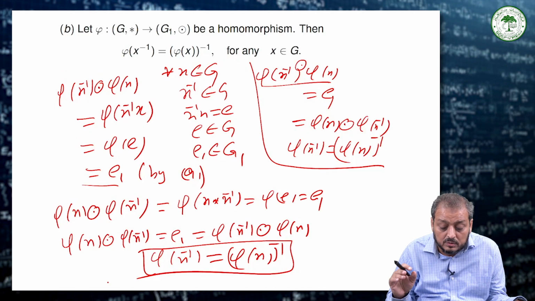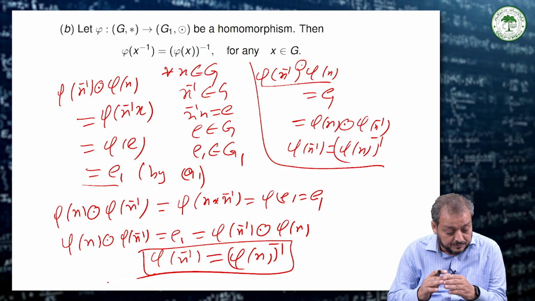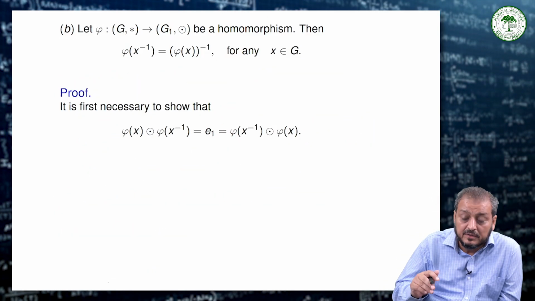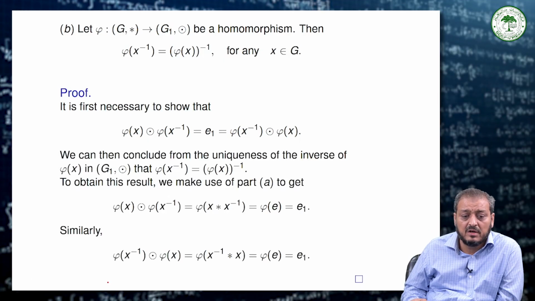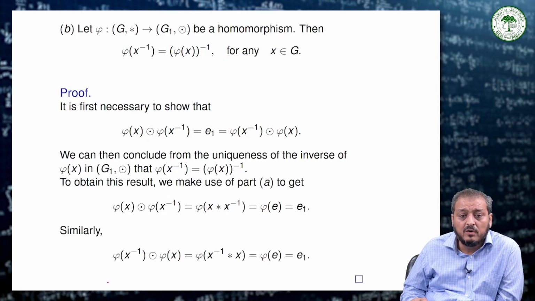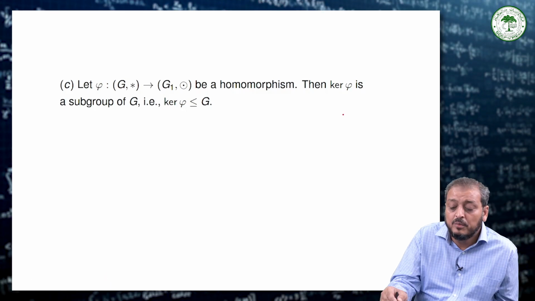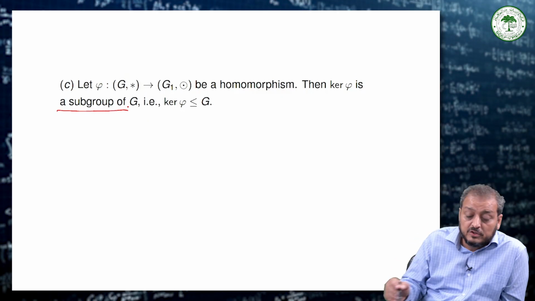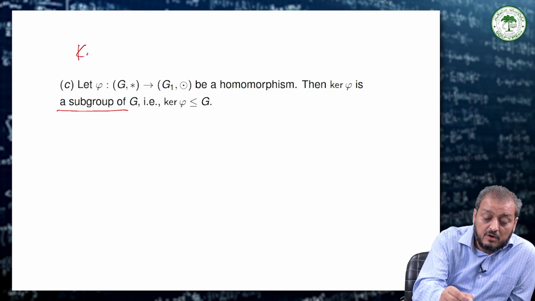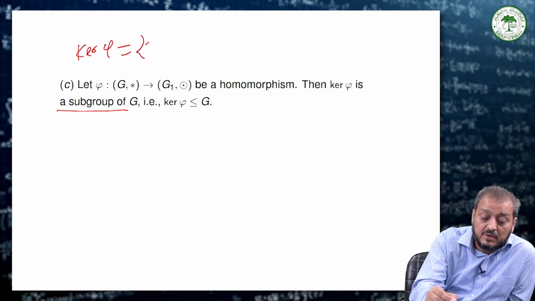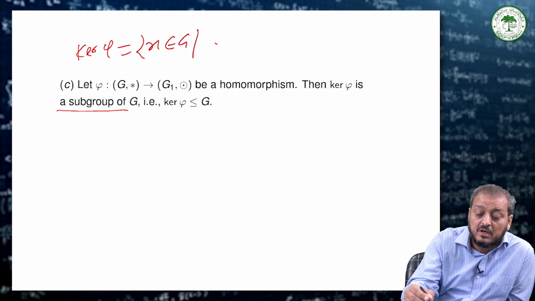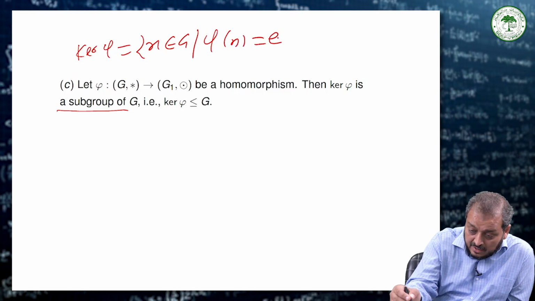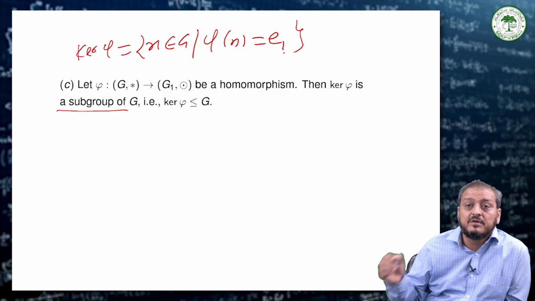Now, we try to prove the third part, which says that if phi from G to G1 is a homomorphism, then the kernel of phi is a subgroup of G. So, first we know that the kernel of phi is nothing but the set of x in G such that phi of x is equal to the identity E1.